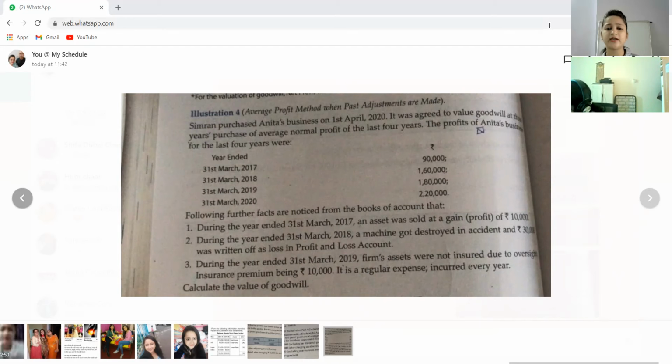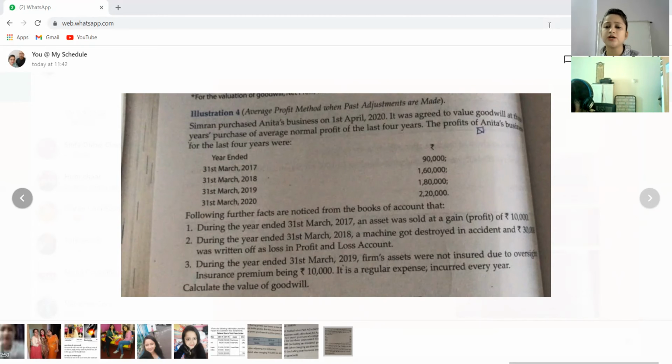After making the format, write profit within bracket given, and the given profits: 90,000, 1,60,000, 1,80,000 and 2,20,000. So we will write profit within bracket given. Done with this? Yes. Okay.